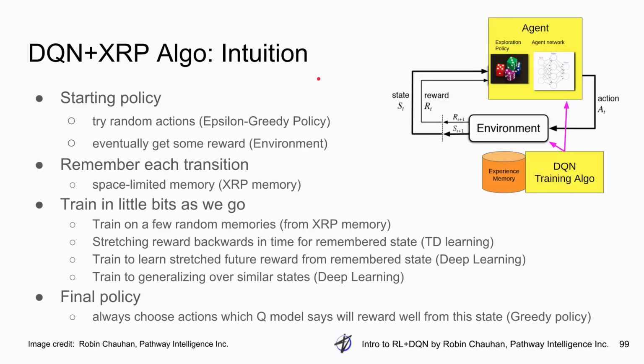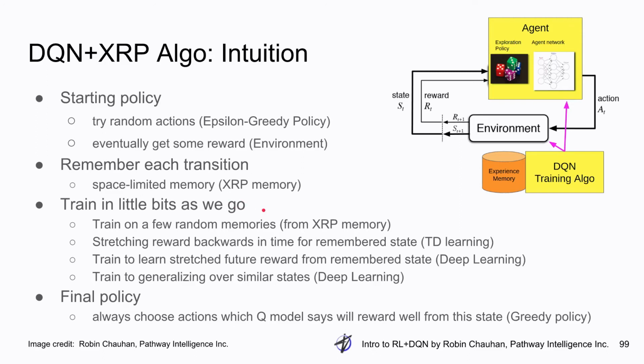So how does the algorithm work, intuitively? When we start, we're just trying some random actions, and we eventually get some reward from the environment. Then you remember the transitions. Transitions meaning I'm starting in state S1, I took an action, I ended up in S2. So remembering the rewards you get and the states.